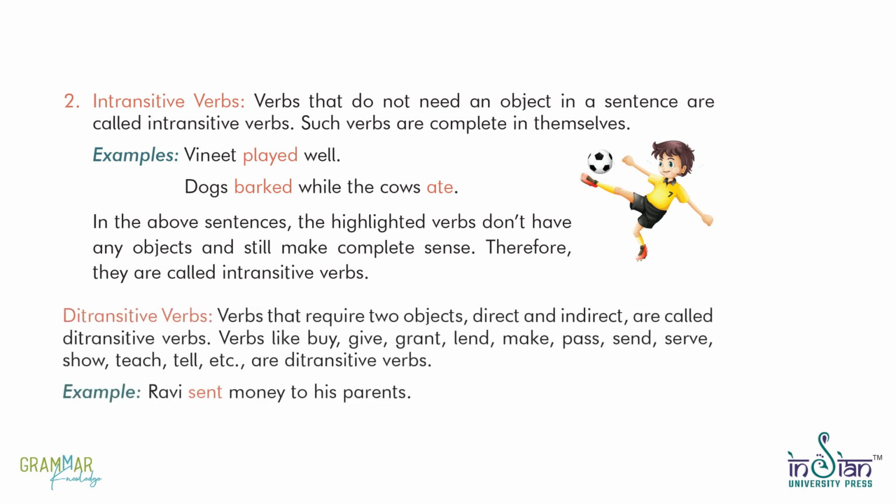Ditransitive verbs. Verbs that require 2 objects, direct and indirect, are called ditransitive verbs. Verbs like buy, give, grant, lend, make, pass, send, serve, show, teach, tell, etc. are ditransitive verbs. Example. Ravi sent money to his parents.